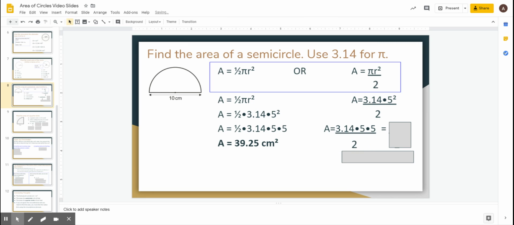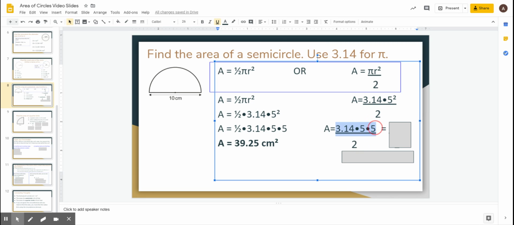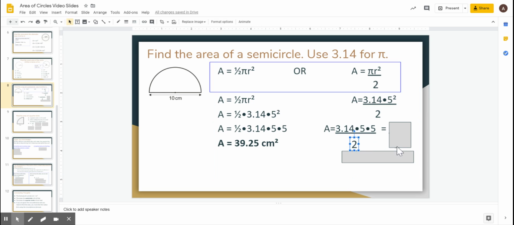So find the area like you normally would, 3.14 times 5 times 5, and then divide it by 2. So 3.14 times 5 is 78.5, divided by 2 ends up getting you 39.25 centimeters squared. So either way works, but it really doesn't matter.